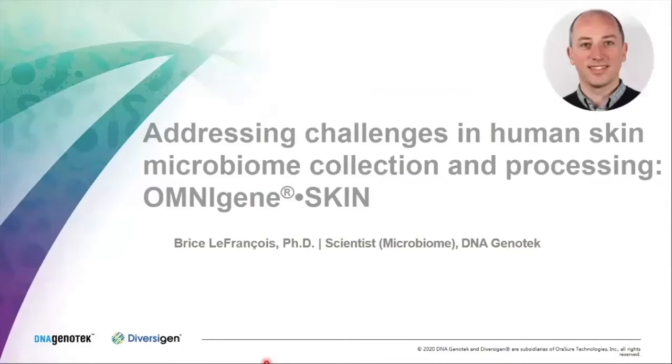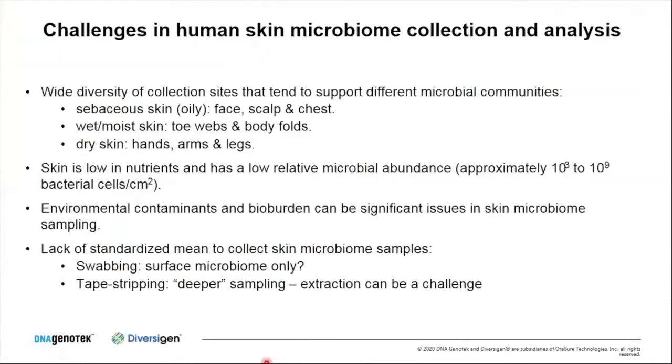Thank you, Eloise, for the kind introduction. And my part of the talk today is going to be focused on addressing the challenges in human skin microbiome collection and processing. So when you're looking at the human skin, you're looking at a wide diversity of collection sites, and each of these sites tend to support different microbial communities. And typically you can subdivide the human skin into 3 main groups. So you've got sebaceous skin or oily skin, and that's typically the face, scalp, or the chest. Then there's also wet or moist skin, which would be like toe webs or any body folds really. And then there's dry skin, so that would be hands, arms, and legs.